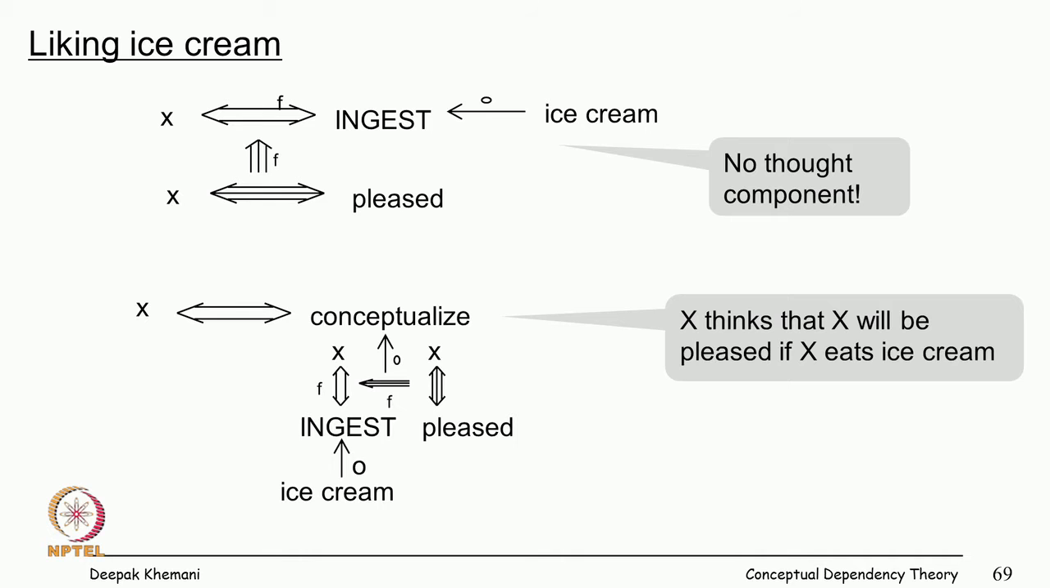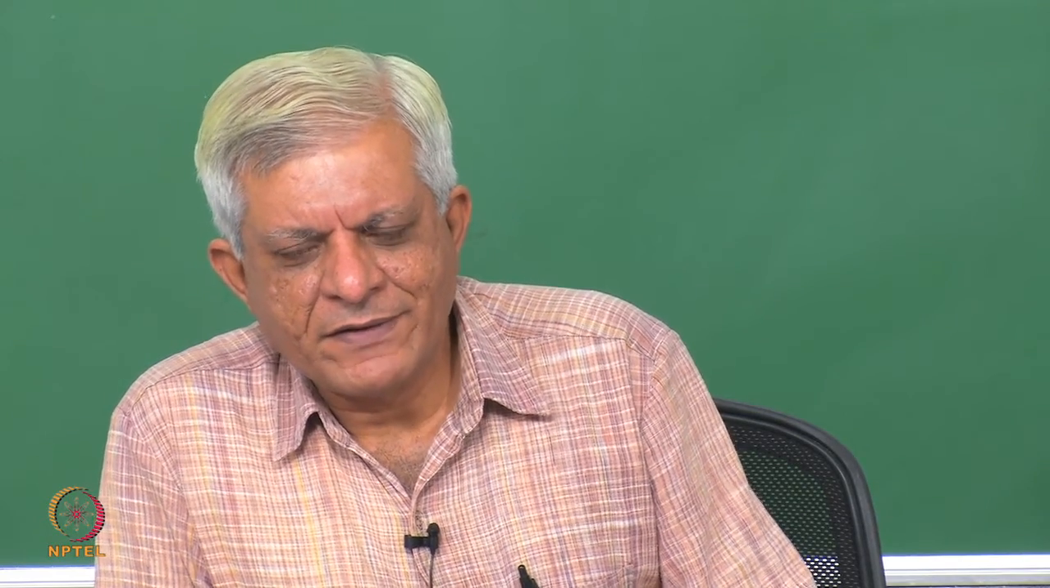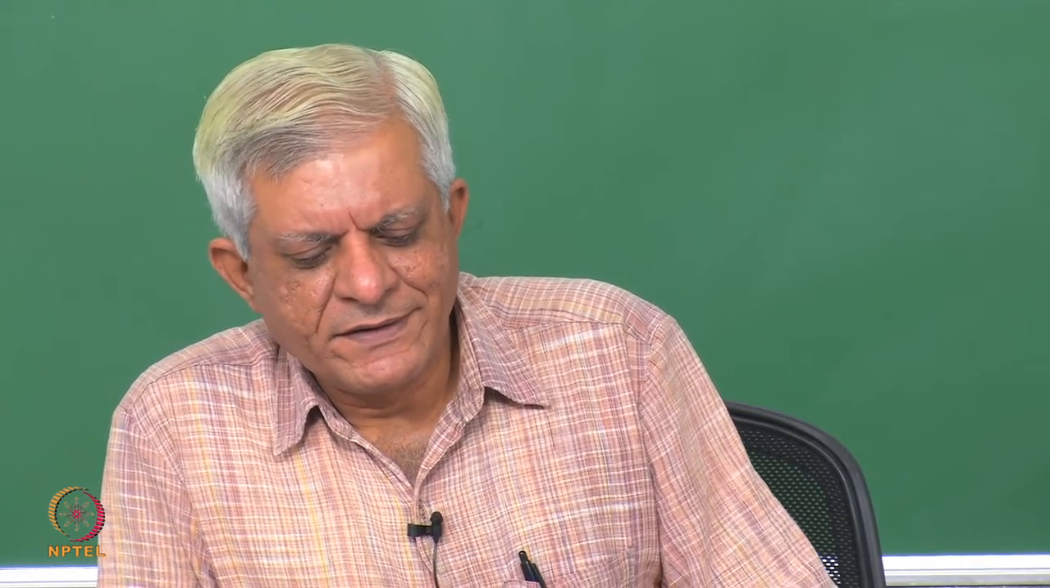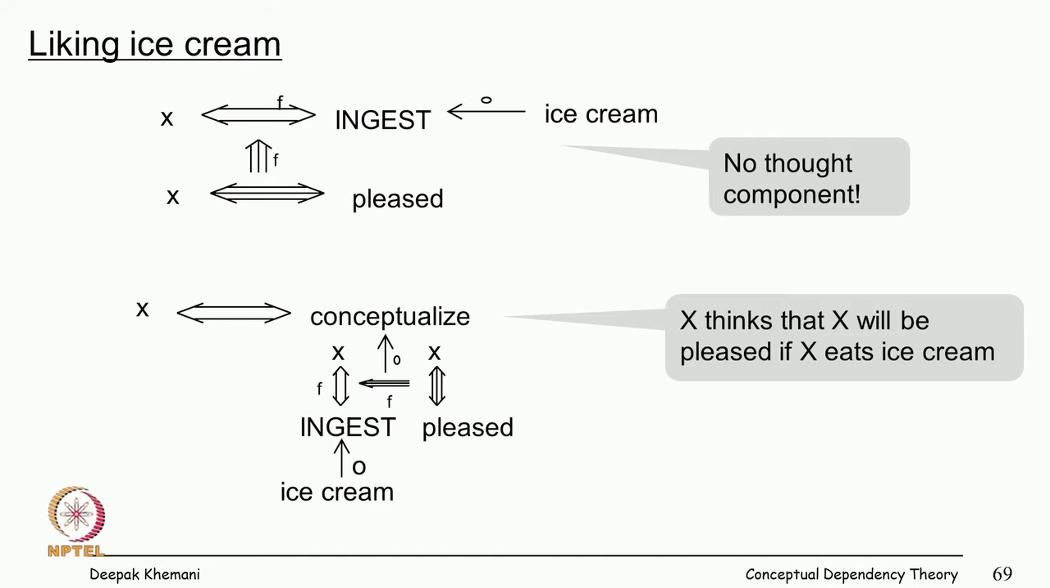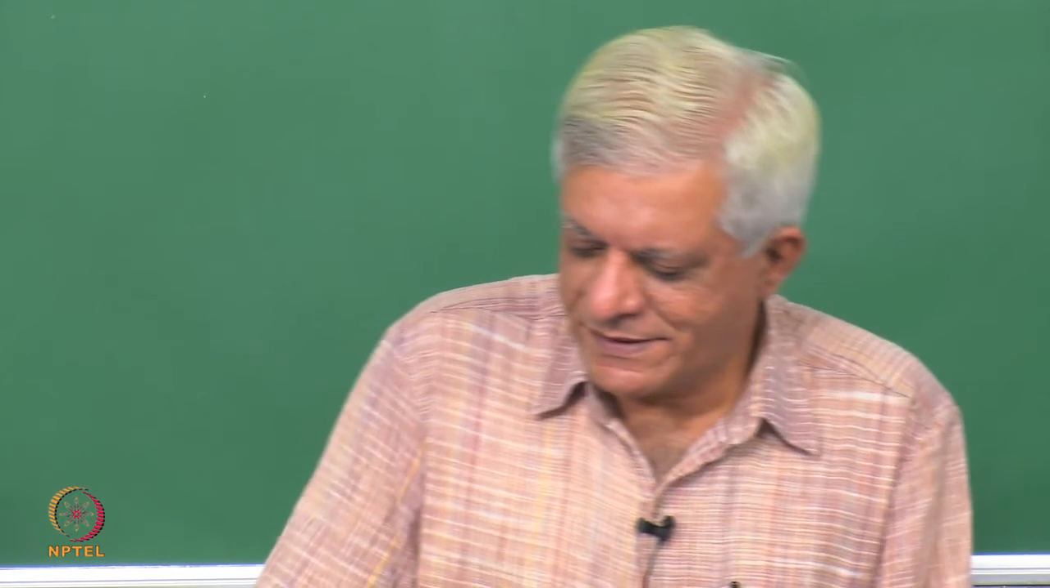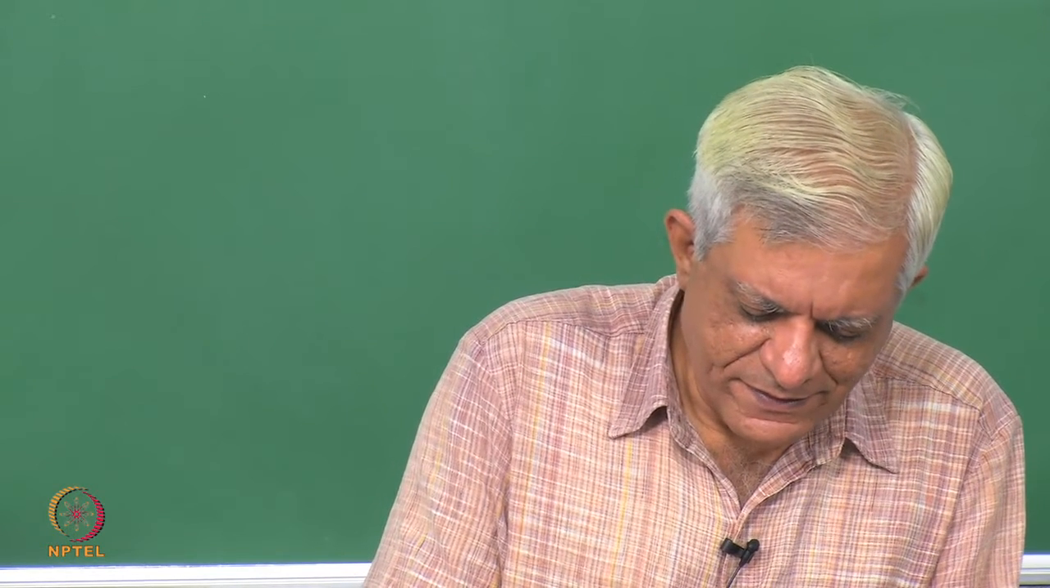Now, when you talk about liking something, so when you say I like ice cream essentially, there are two different levels at which you can try to model this. The first one on the top says that if x ingests ice cream, then in the future x becomes pleased. So, eating ice cream makes x happy essentially or pleased. The second one is that x thinks about it. So, that is the difference between this and this.